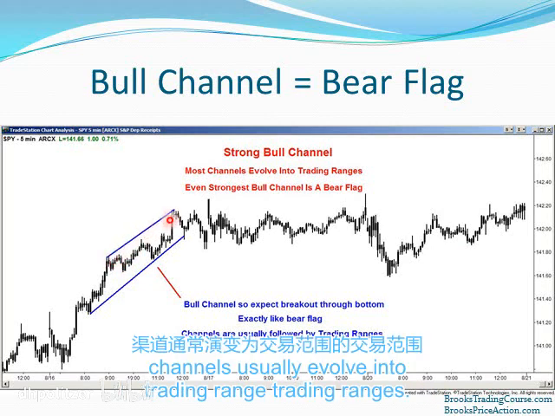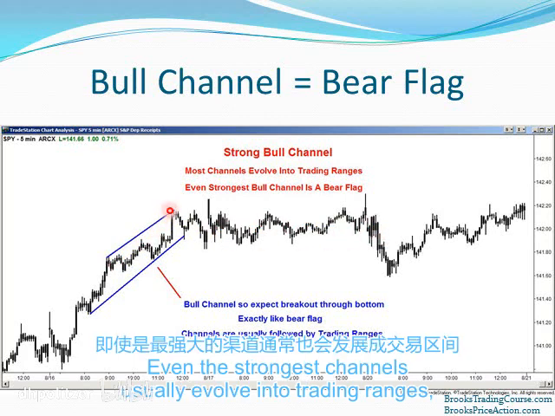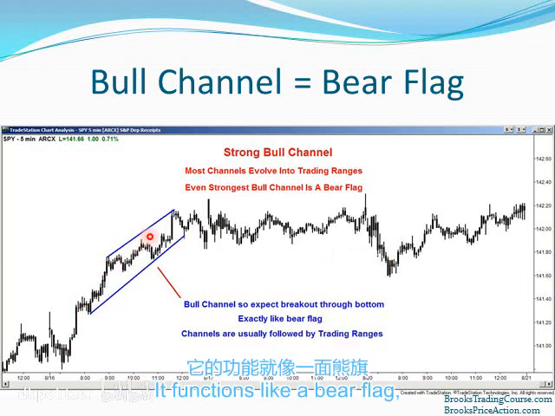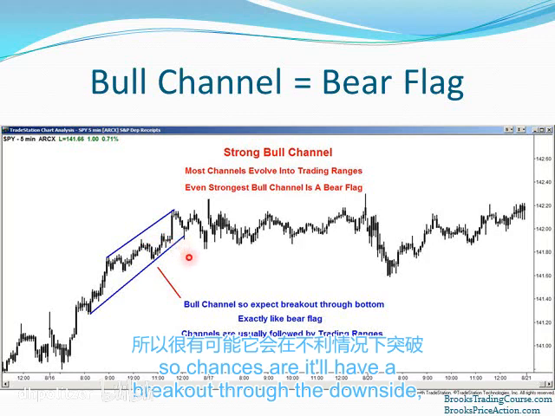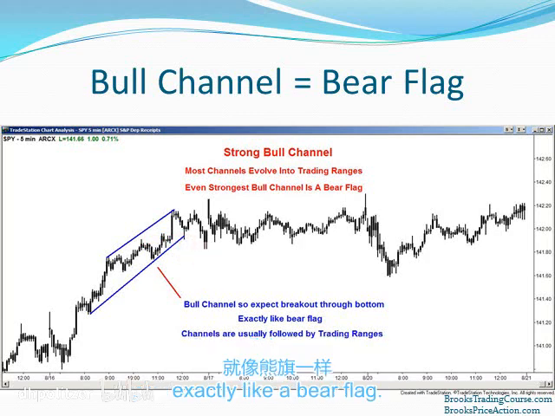Remember, channels usually evolve into trading ranges. Even the strongest channels usually evolve into trading ranges. A bull channel functions like a bear flag, so chances are it'll have a breakout through the downside, exactly like a bear flag.